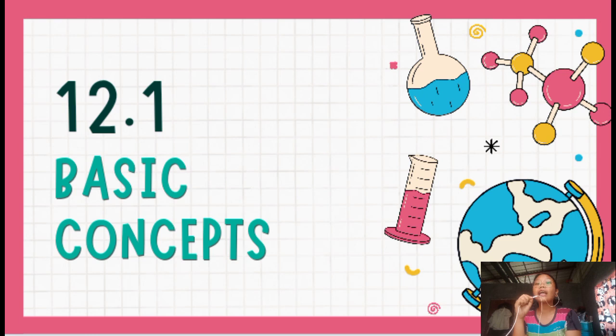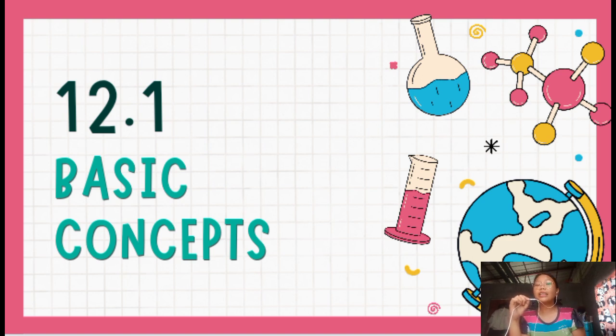12.1 Basic concepts. Gene expression in bacteria is tightly regulated to ensure efficient responses to a changing environment. This control involves both positive and negative regulation mechanisms. Transcription factors play a key role in this process.